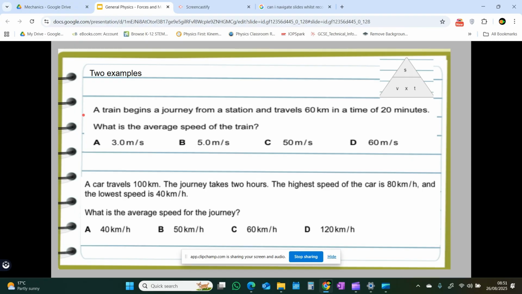Let's look at two examples now, and we'll use the formula triangle that we introduced earlier. The first question is, a train begins a journey from a station and travels 60 kilometers in a time of 20 minutes. What is the average speed of the train? So first of all, let's look at the data we've been given. We've been given 60 kilometers for the distance s, and we've been given 20 minutes.